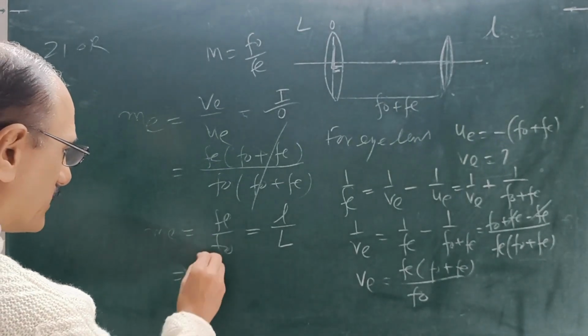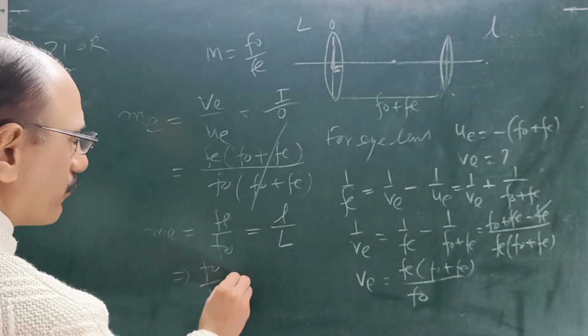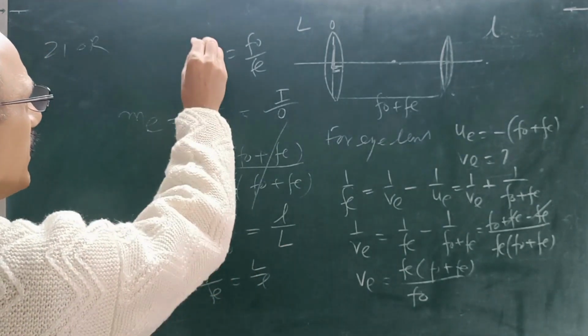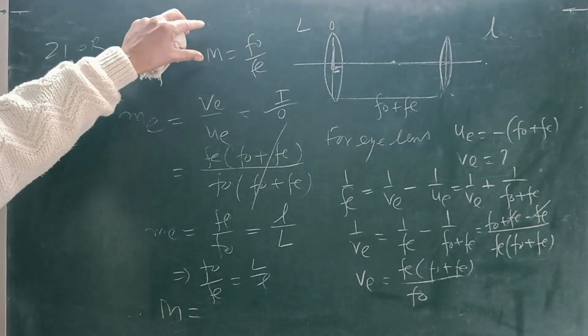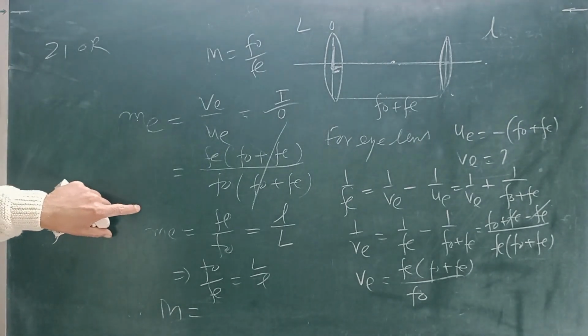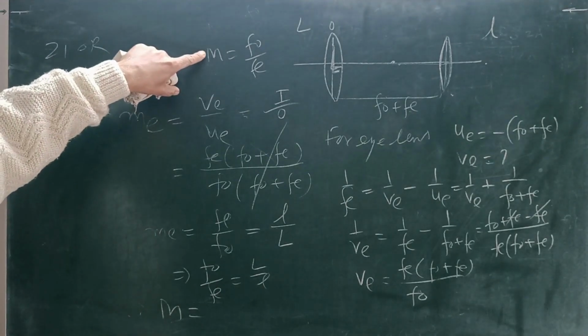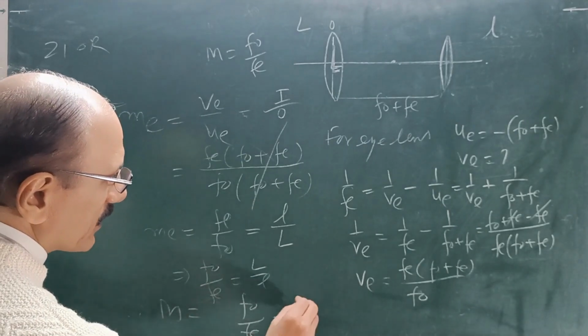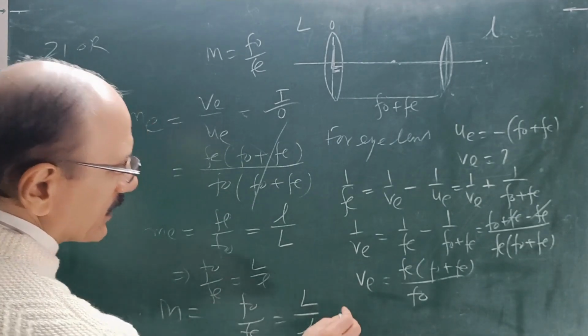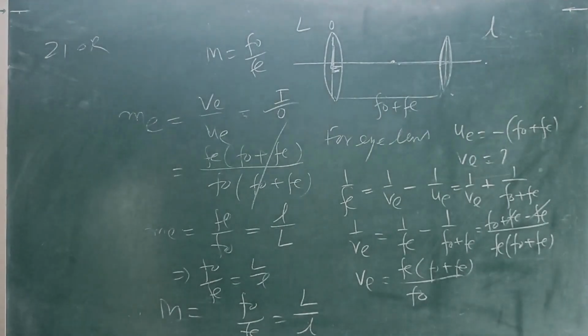So that implies FO by FE equals capital L by small l. Therefore, capital M, that means the magnification of the telescope. This is the magnification of the eye lens, and this is the magnification of the telescope. That is FO by FE, which is nothing but capital L by small l. So this is the correct answer.